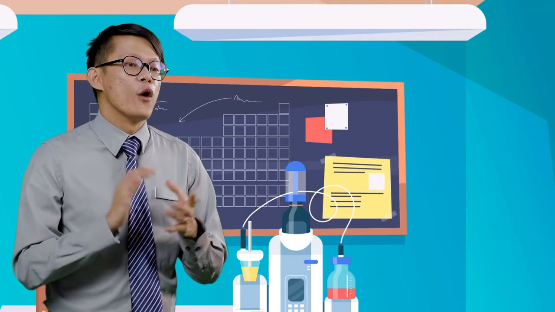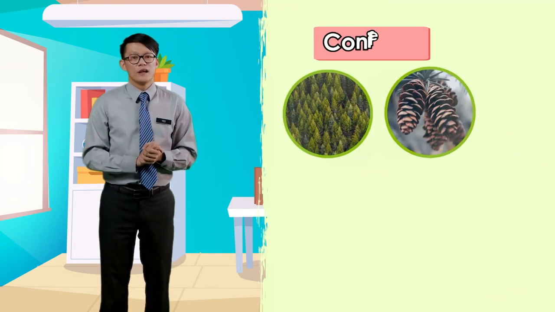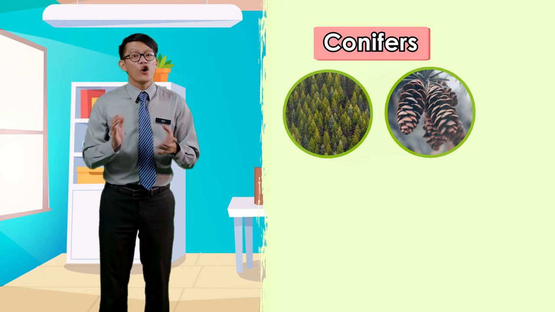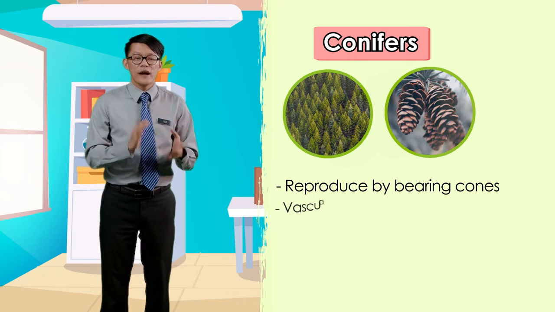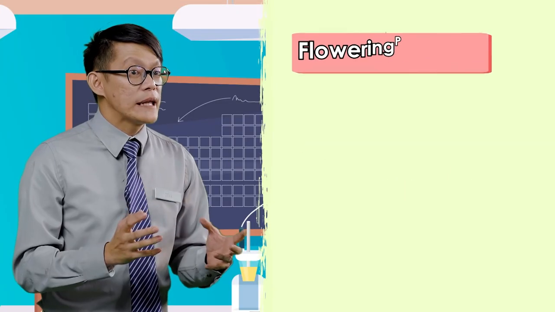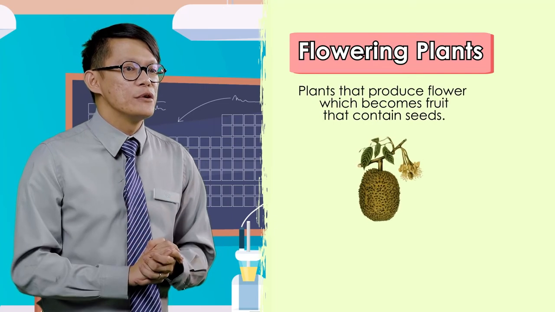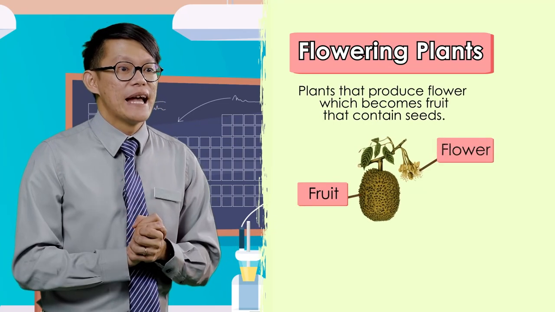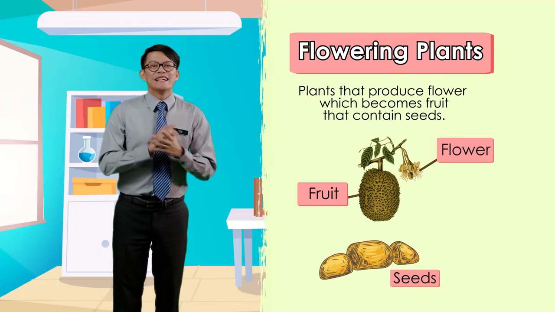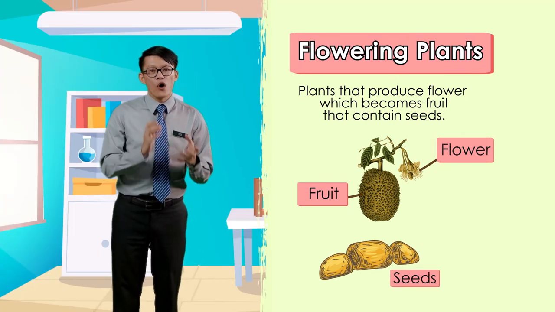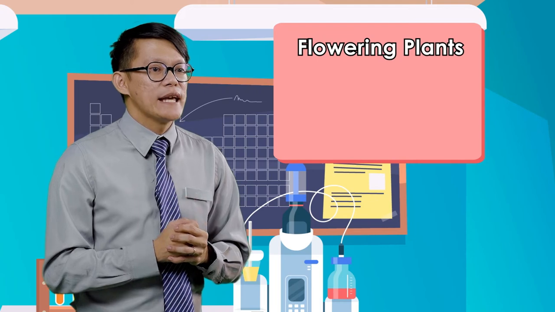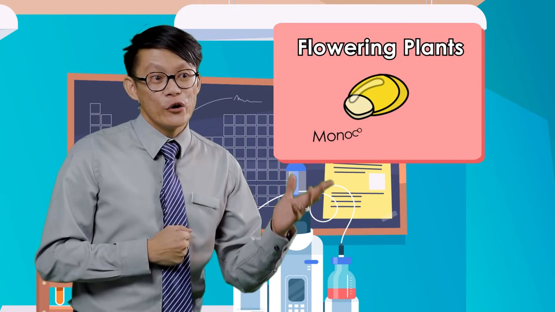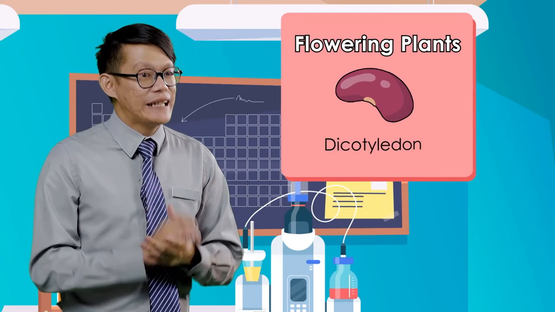Third group of non-flowering plants are conifers. Conifers reproduce by bearing cones. And like fern, conifers are vascular plants. Flowering plants are plants that produce flowers that become fruit and contain seeds. Each seed has a cotyledon which stores food that is used by the seed to germinate. A seed which has one cotyledon is called monocotyledon, while a seed with a pair of cotyledons is called dicotyledon.